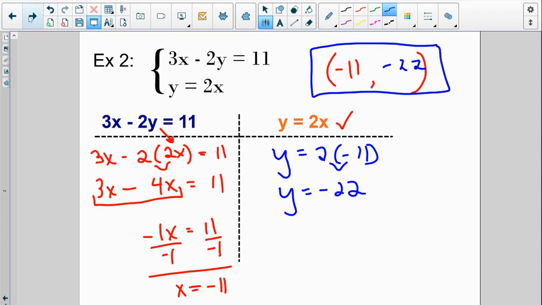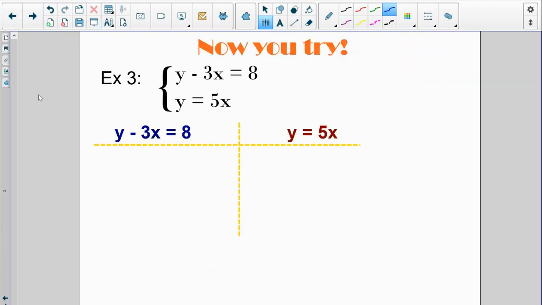All right, what I'd like you to do next is try this one on your own. So please copy down the problem. Remember, it's a nice idea to put the equations side by side when you're working on them with the substitution method, because you're going to put a little bit of work underneath each one. So pause the video, and then when you're finished, you can resume the video to see how you did.